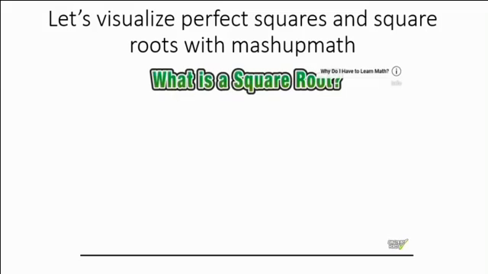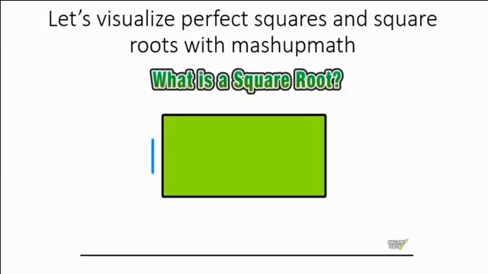Hey everyone, welcome back to this introductory lesson on square roots and perfect squares. So we are going to start off our discussion by looking at a rectangle, and this rectangle has a width of 4 units and a length of 8 units.